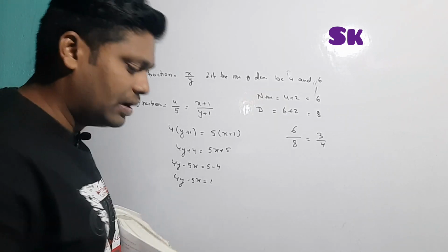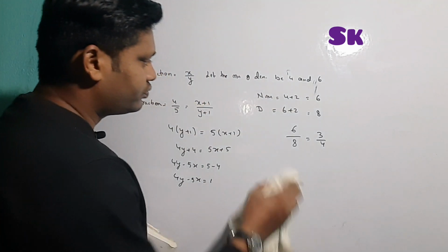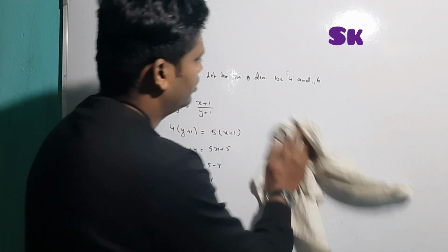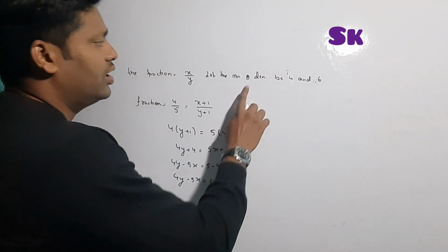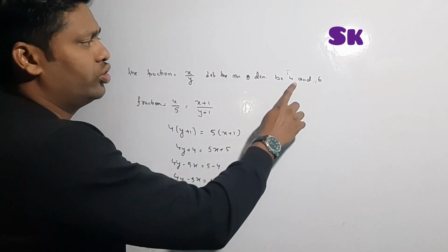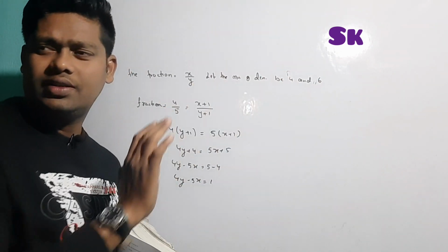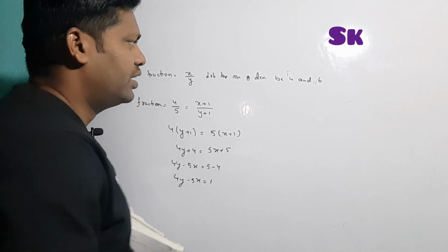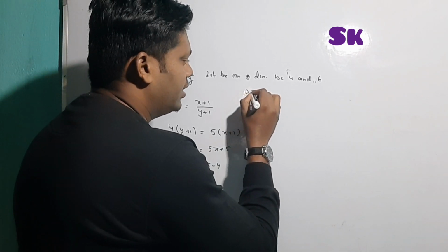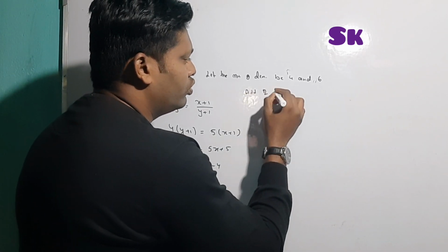What I am saying? See, I will tell you. For example, these are the two numbers. Numerator is 4, denominator is 6. They're saying that add 2 to both.